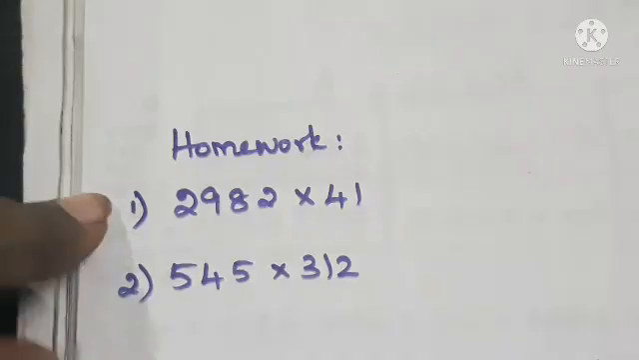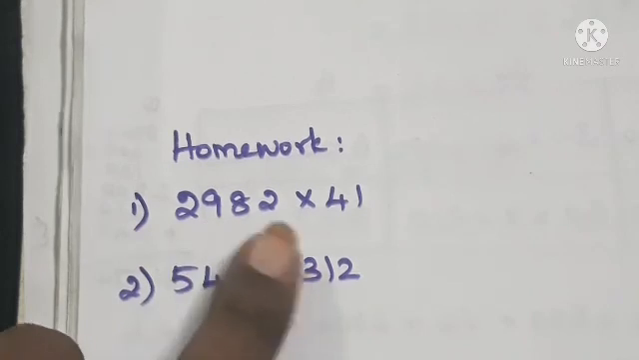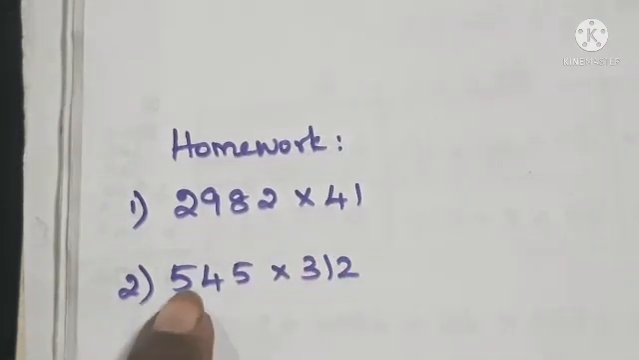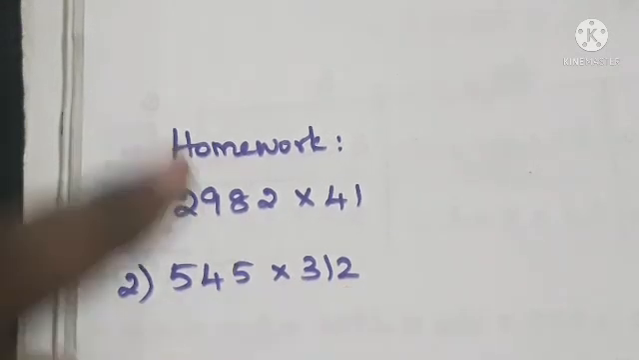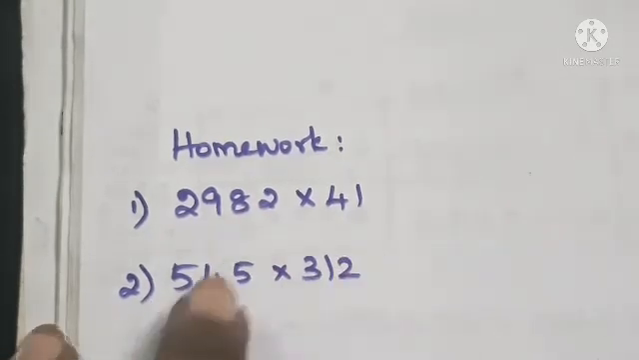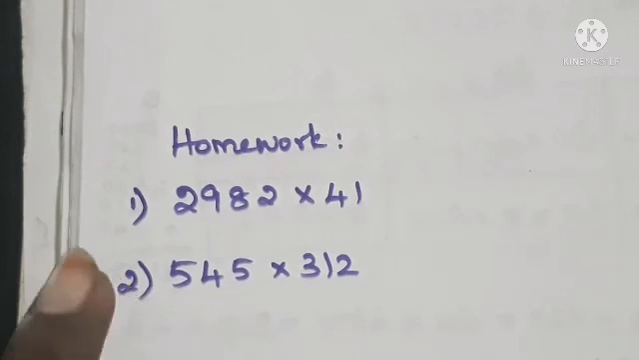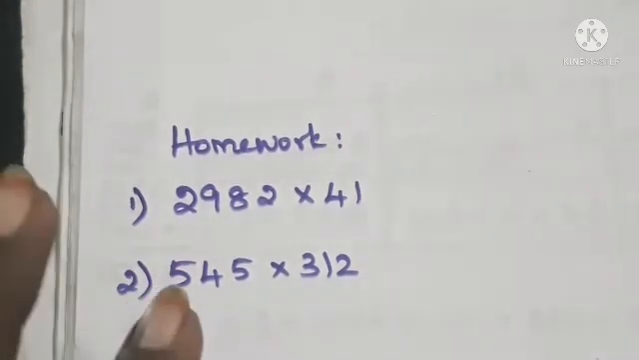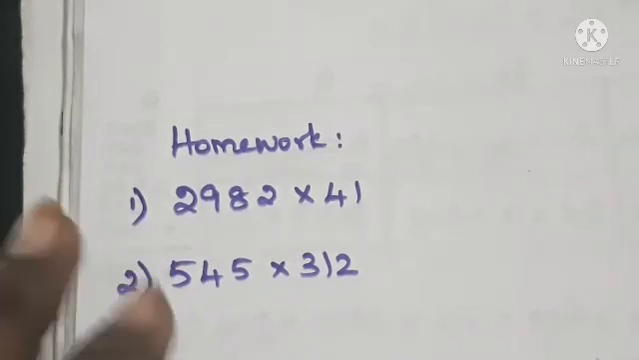So next you have some homework. The first question you have is 2982 multiplied by 41. And the next one, you have to multiply 545 by 312. First step, you have to break the numbers, the multiplicand and multiplier. Next step, you have to draw the box and place the values above and on the left side of the box. Third step, you have to multiply and get the product. And the fourth step, you have to add all the products and get the answer.